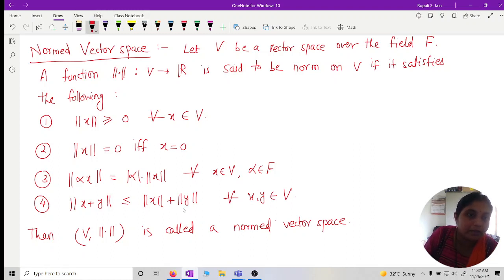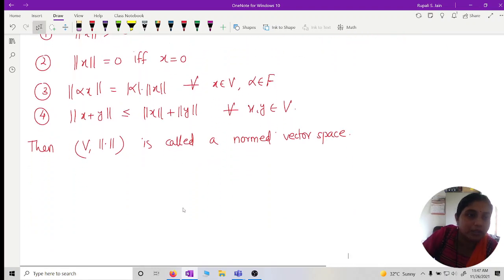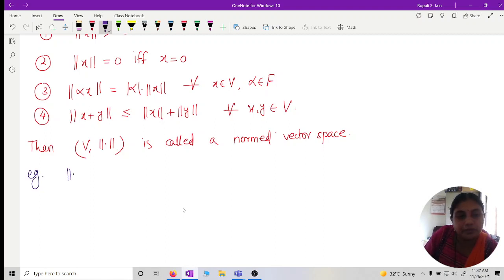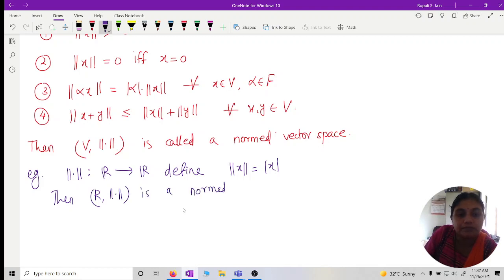Yes, ma'am. I just defined metric space, norm, and normed vector space. So we will quickly give examples. Norm from R to R, and define norm of x is equal to mod x. Then R together with this norm is a normed vector space. It is also called a normed linear space. I will write here only.